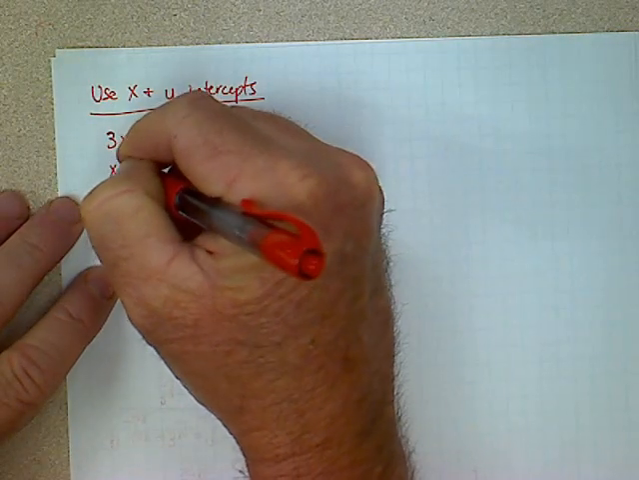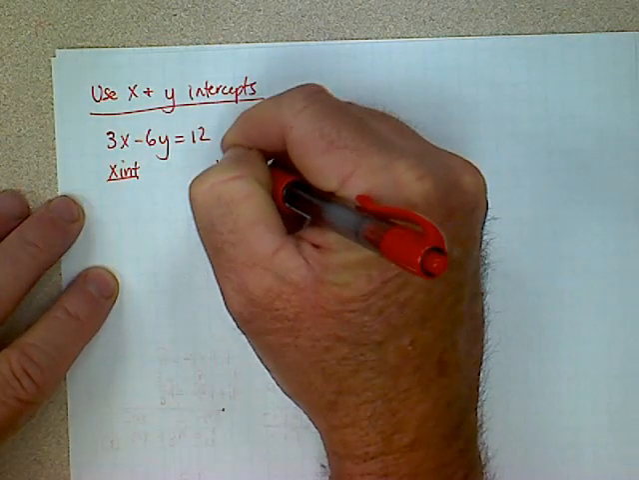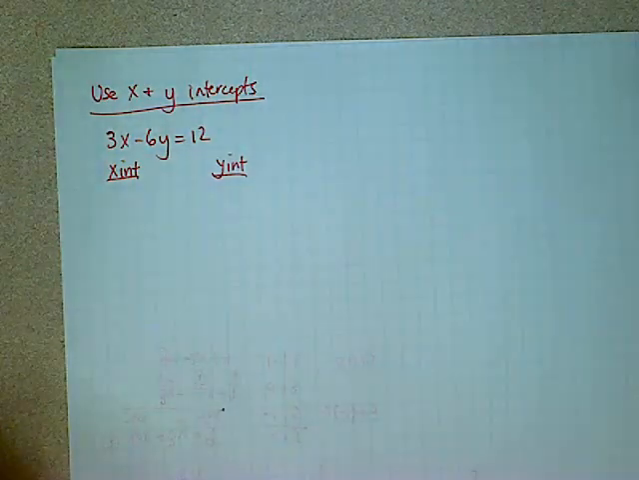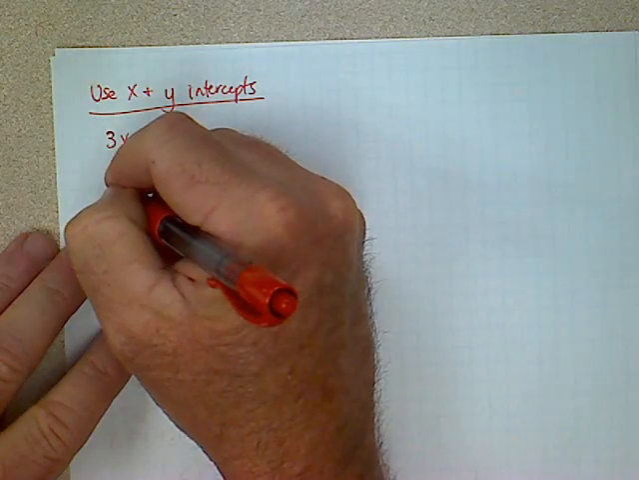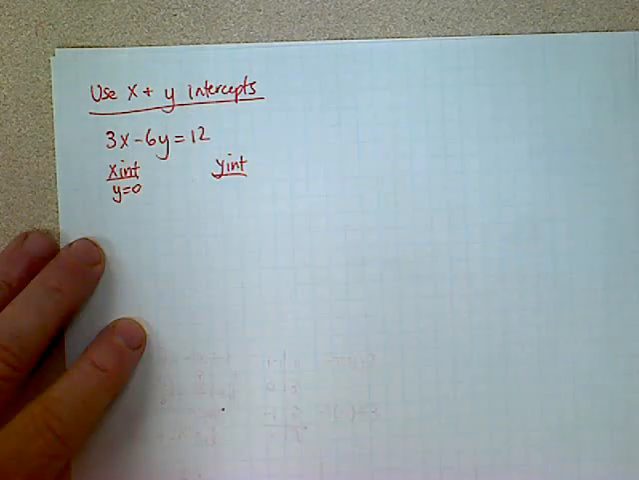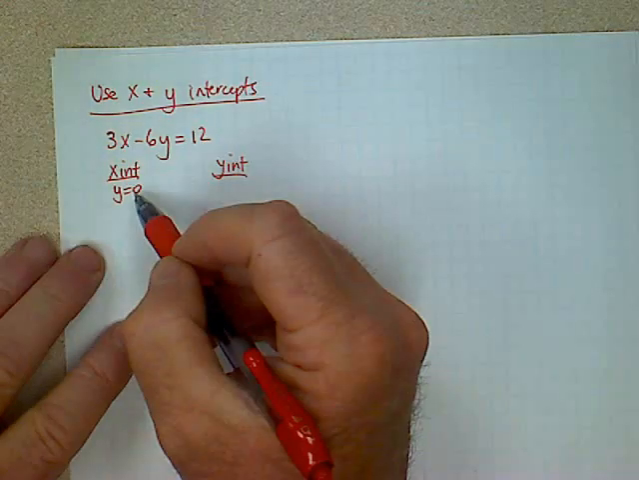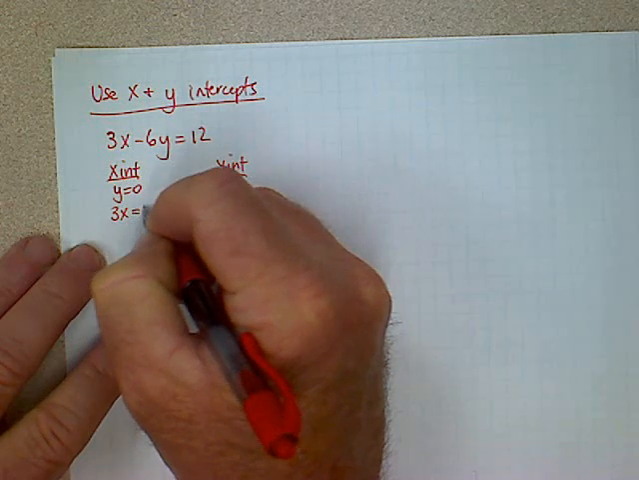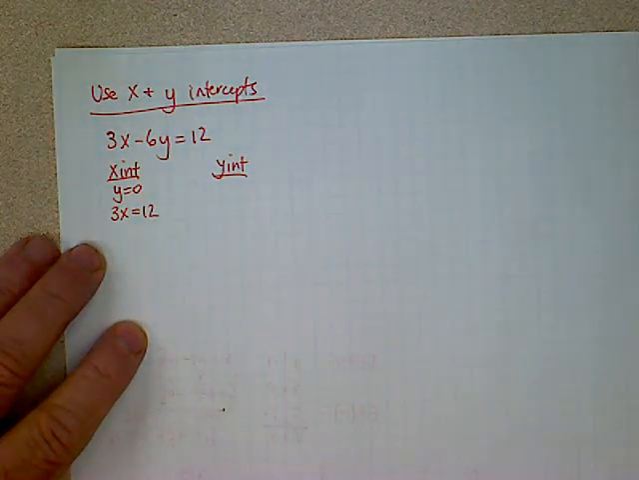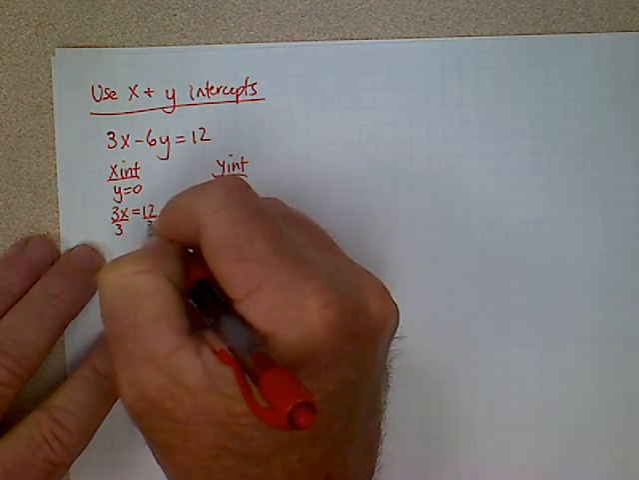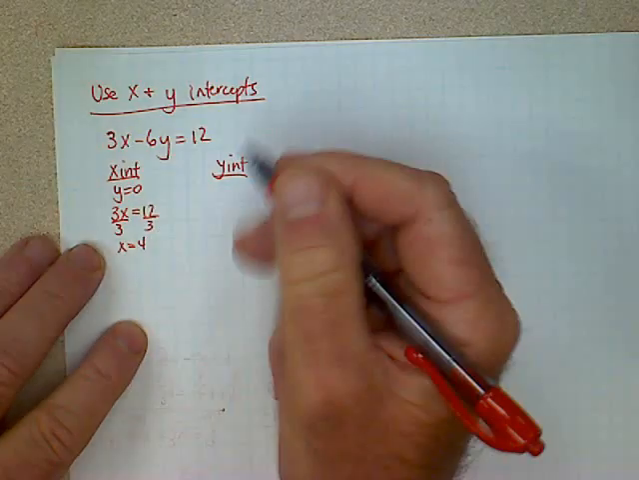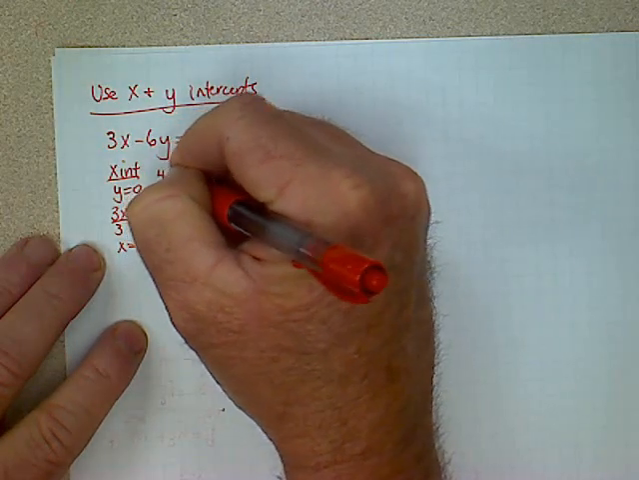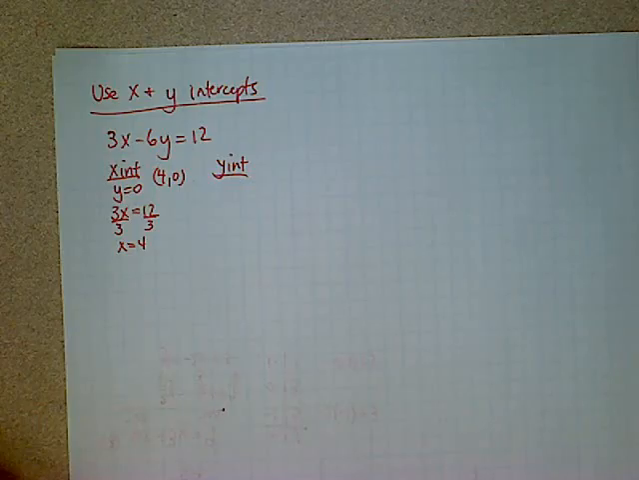Again, what we've been saying in class is you want to write down x int, y int. The x-intercept is where y equals 0. And then you'll just plug in 0 for y. So that gives you 3x equals 12. Divide each side by 3. Divide by 3, and x is going to be 4. So the x-intercept then is 4, 0.